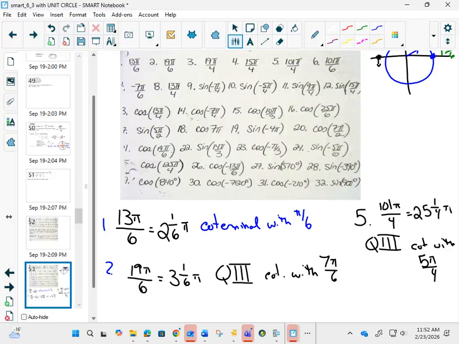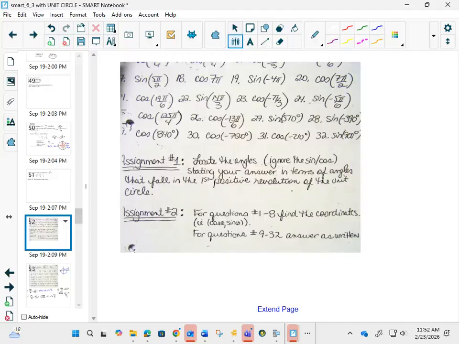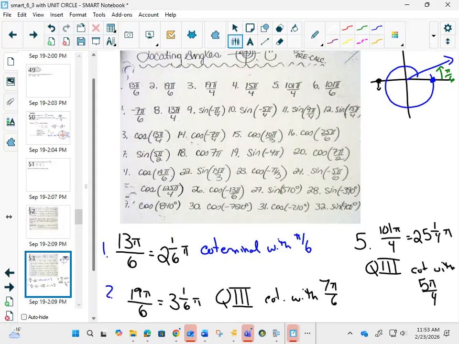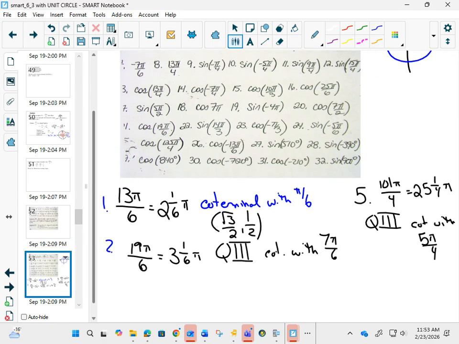Then assignment 2 is, once you've found your reference angle, state the coordinates. So here I have pi over 6. My coordinates would be root 3 over 2 comma 1/2 at pi over 6. Here I have 7 pi over 6. My coordinates in quadrant 3 are negative root 3 over 2, negative 1/2.